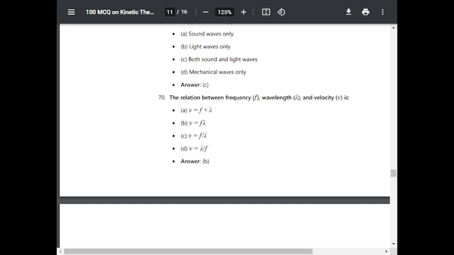Question number 70. The relation between frequency, wavelength and velocity is option A, v is equal to f plus lambda, option B, v is equal to f lambda, option C, v is equal to f upon lambda, option D, v is equal to lambda upon f. The correct answer is B, v is equal to f lambda.